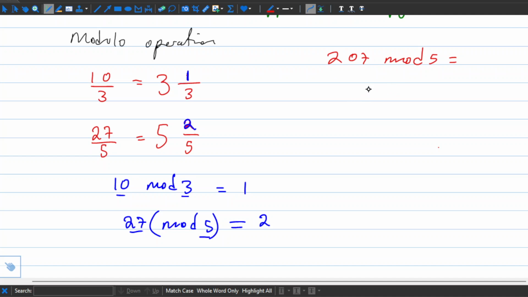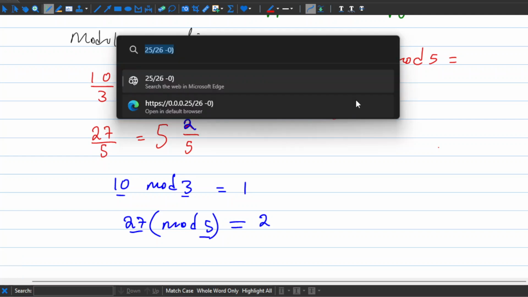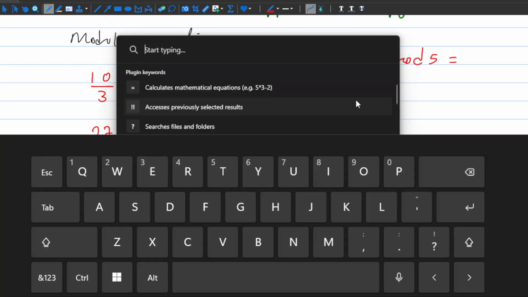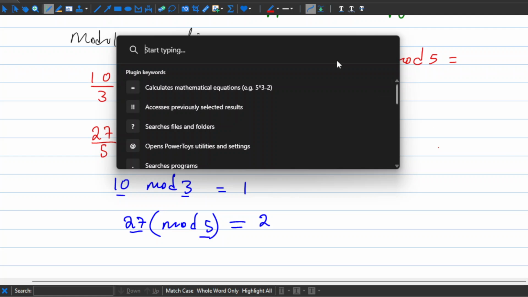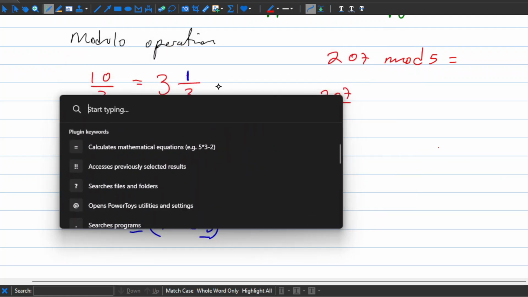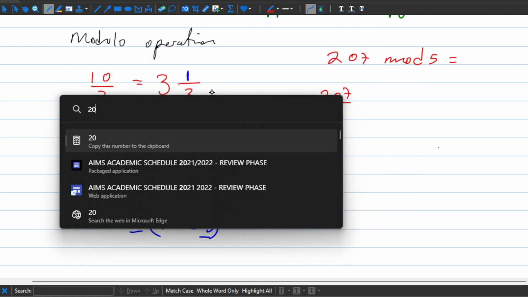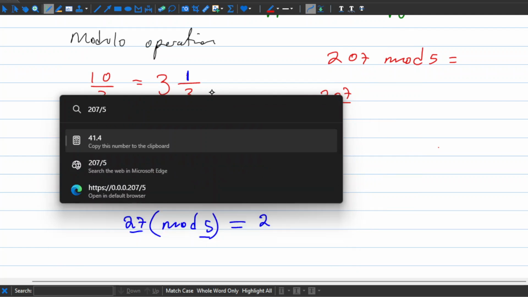So you pull out your calculator, you say 207, you divide by 5, right? Or maybe you could try it before I show you the way. You can pause the video and try it, then we see the process. So you say 207 divided by 5, and it will give you an answer. So it gives me about 41.4.